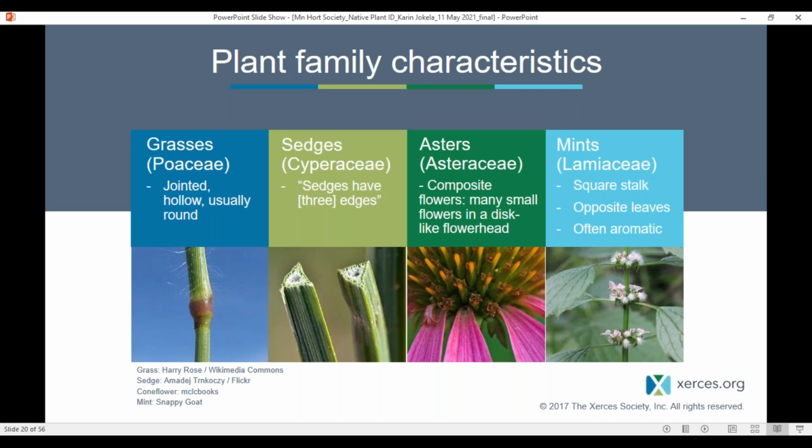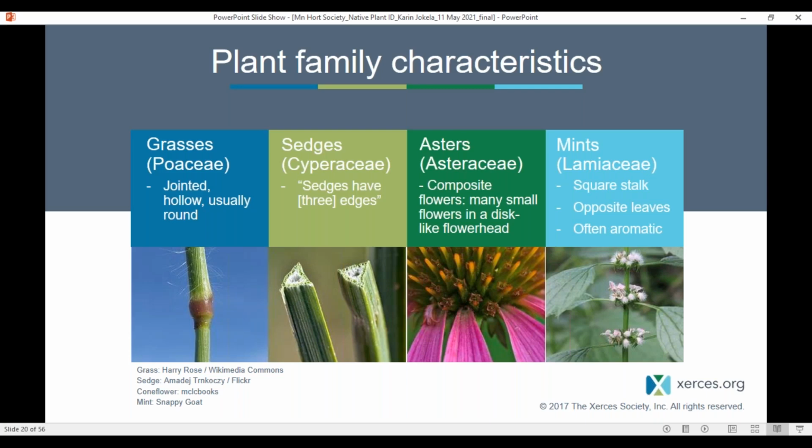So this is a component of grasses that I didn't talk about in that previous slide, the node. There's 2 joints coming together around this little node, that purplish part. Sedges, the saying goes, sedges have edges, and what they mean by that is usually 3 edges. Usually they're triangular. However, I will show you in a few slides here that some grasses have some edges too. So 3 edges for sedges.